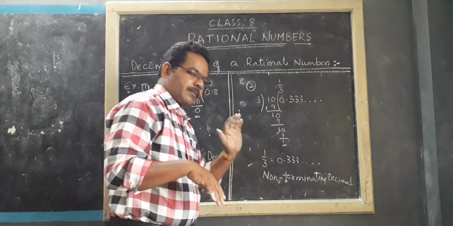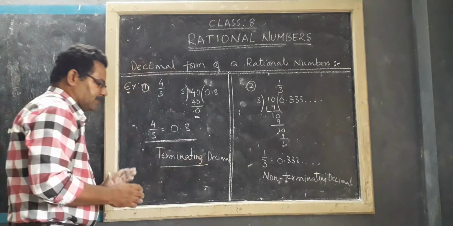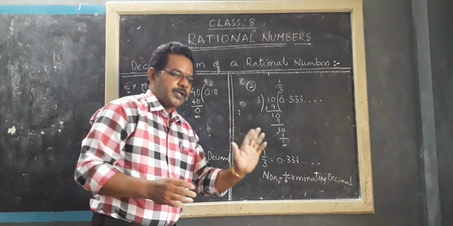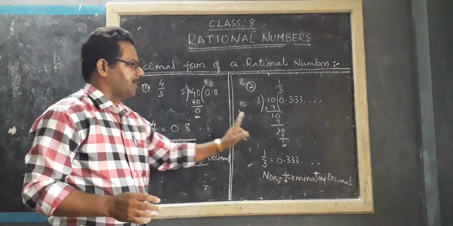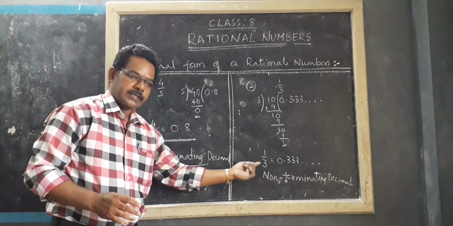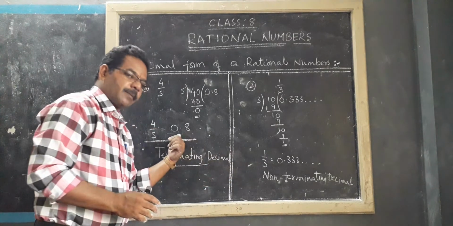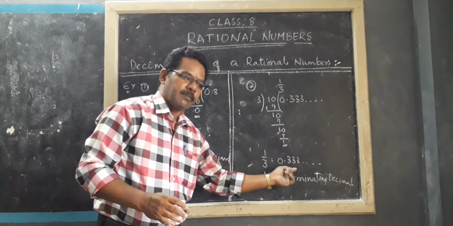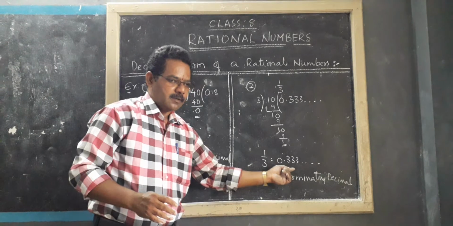If you observe the terminating decimal and the non-terminating decimal, you can find the complete difference between these two. This is a rational number, this is also a rational number. This is a terminating decimal, this is a non-terminating decimal.